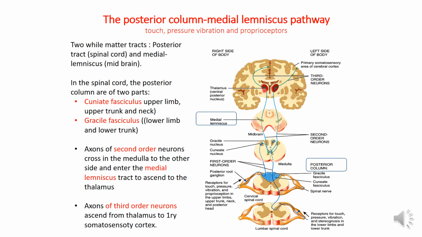That is the end of the second order neuron. So the second order neuron started from the gracile and cuneate nuclei in the medulla oblongata. Fibers cross to the opposite side, ascend on the opposite side to terminate in the ventral posterior nucleus of the thalamus, and from there the fibers will go to the cerebral cortex through the third order neuron. That is the third order neuron that arises from the thalamus and terminates in the primary somatic sensory area.